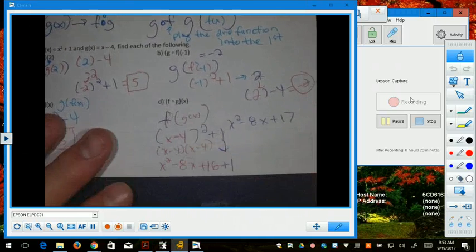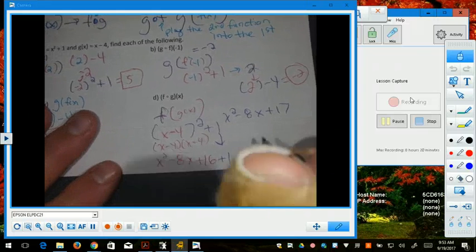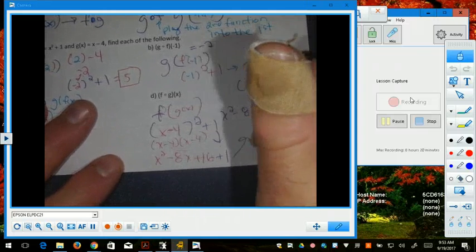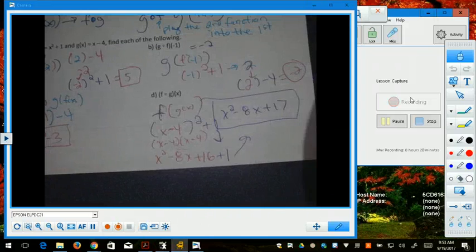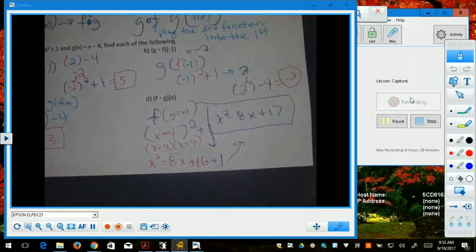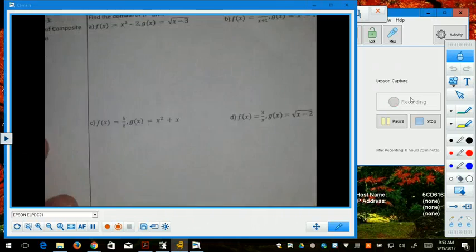Bring down, don't forget to bring down terms. Some of you forgot that on your quiz. The plus 1, and it leads you to x squared minus 8x plus 17. Any questions on letter D? All right, flip on over to the other side.